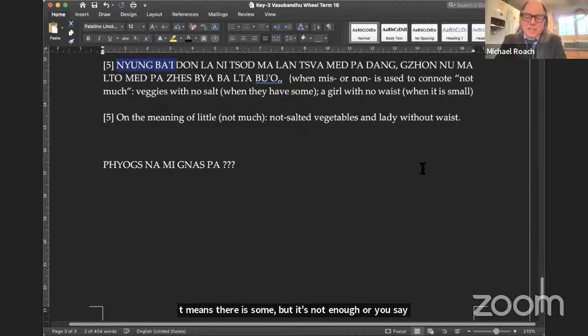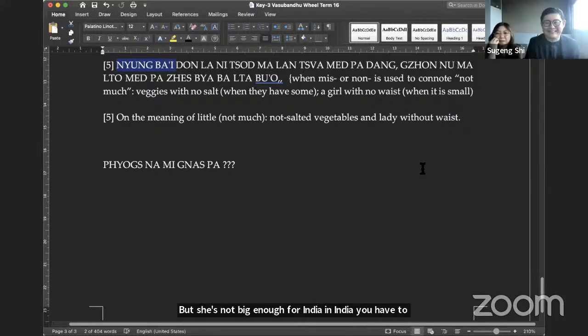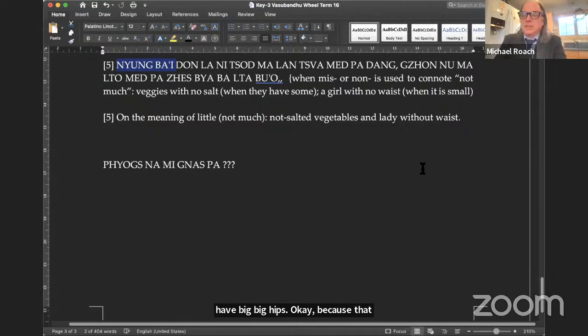Meaning she, of course, has hips, but she's not big enough for India. In India, you have to have big hips, okay? Because that means you have more money because you have more food. So in the old days, it was very important for beauty that men and women should be fat.